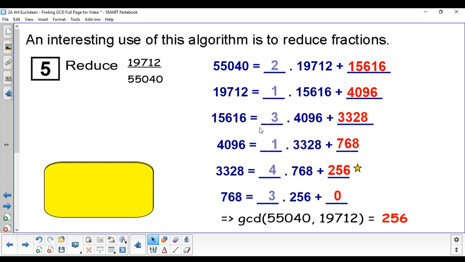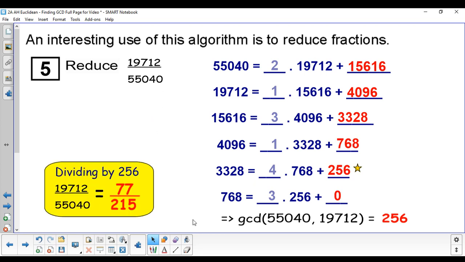We're not finished though, because the question at hand said use that to try and reduce this down. So what it means is 256 goes into both of those numbers. So now I'm going to divide both of them by 256 and get my answer. You and I both know if you put that in the calculator, it would do it for you, but I'm showing you how you can use it to simplify a question.